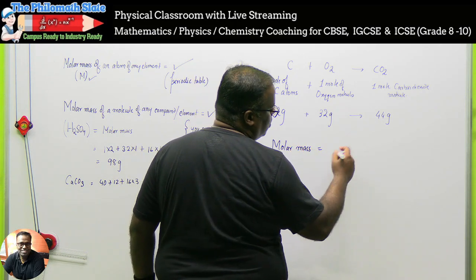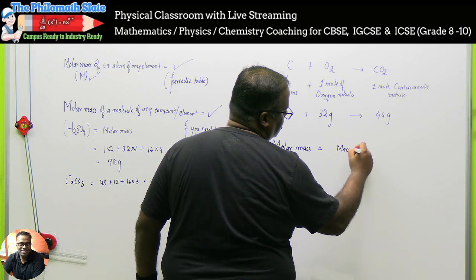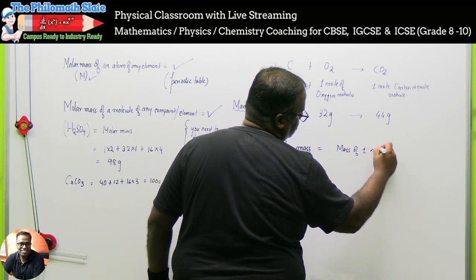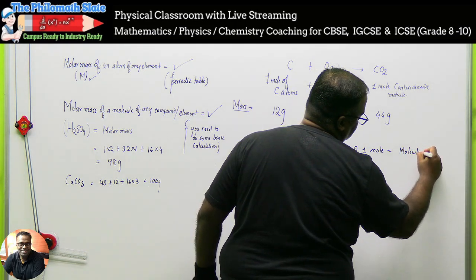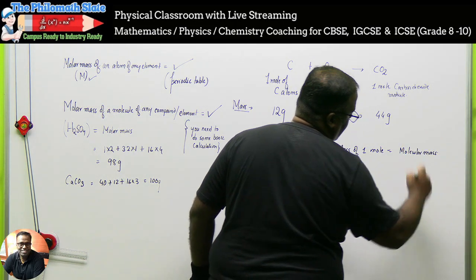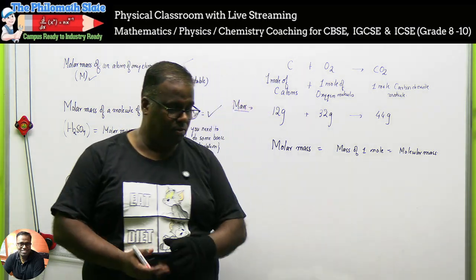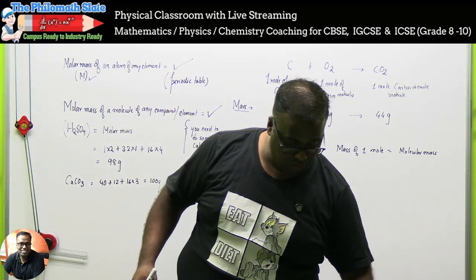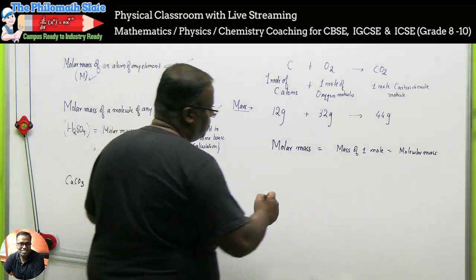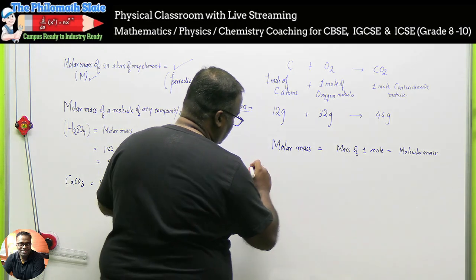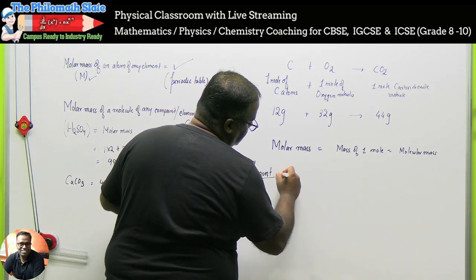Molar mass is equal to what? Mass of 1 mole, which is equal to molecular mass. Molar mass means mass of 1 mole, which is equal to your molecular mass. ठीक है? अब हमें यहाँ से निकालना है. Say suppose we have got an element, and in this element is carbon.